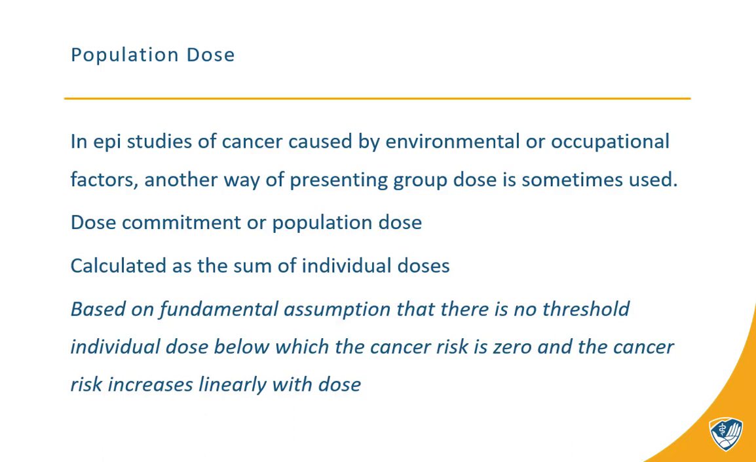In epi-studies of cancer caused by environmental or occupational factors, another way of presenting group dose is sometimes used. This is the dose commitment or population dose. It's calculated as the sum of individual doses. It's based on the fundamental assumption that there is no threshold individual dose below which the cancer risk is zero, and the cancer risk increases linearly with dose.